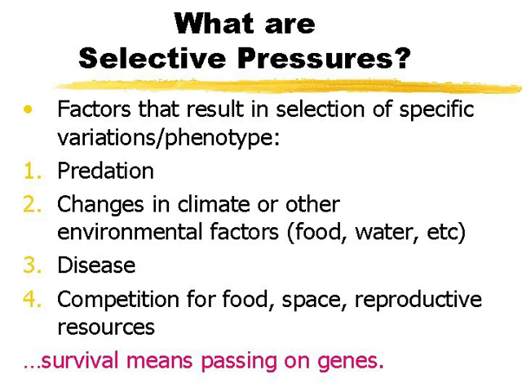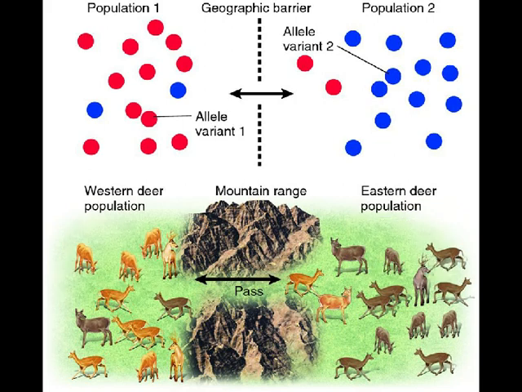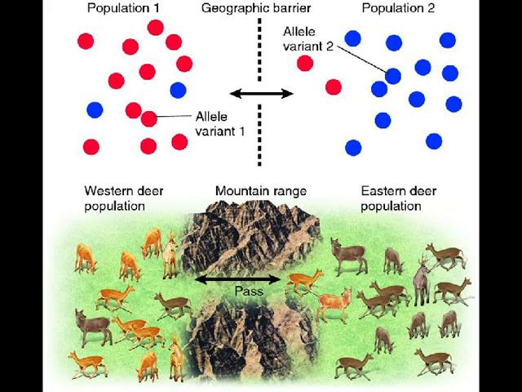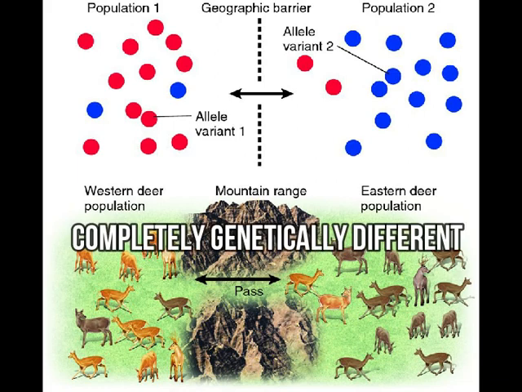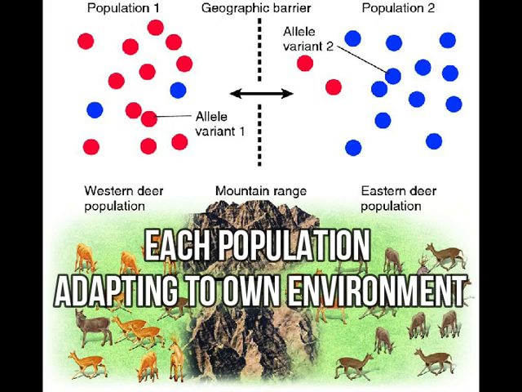So what's going to happen in each of these populations? Yes, natural selection will take place in each of these habitats now. What will result is a different gene pool in each of these two populations. These populations are therefore going to be totally genetically different from one another. Why? Each population now is adapting to its own environment.